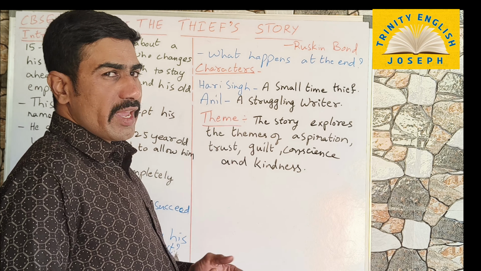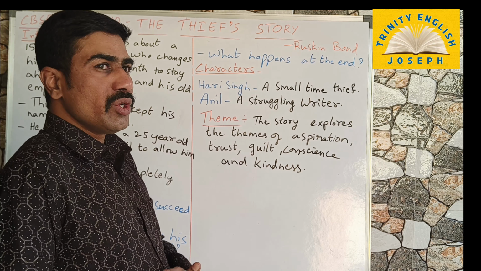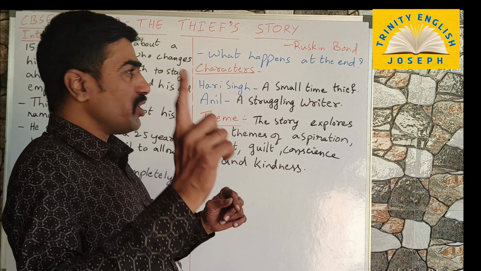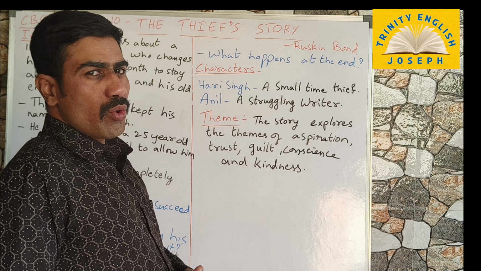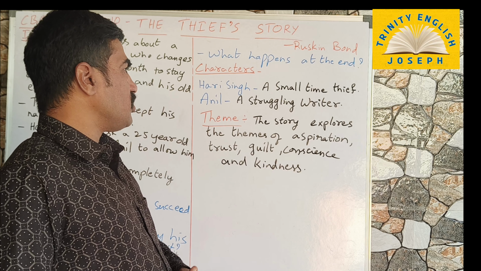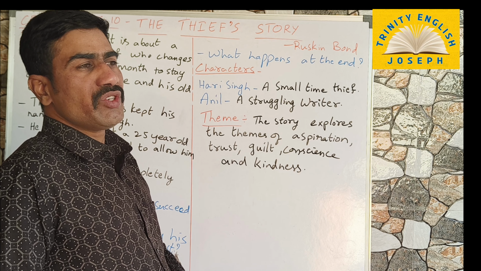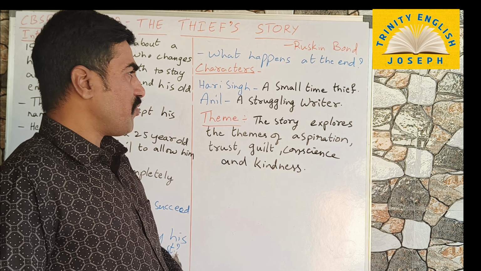And if you just look at the characters, there are only two characters here. One is Hari Singh, a small time thief, who is a 15-year-old boy. And Anil is a struggling writer who is mentioned as 25 years old. And if you just look at the theme, the story explores the themes of aspiration, trust, guilt, conscience, and kindness. Now we are going to deal in detail in the coming part of the lesson.